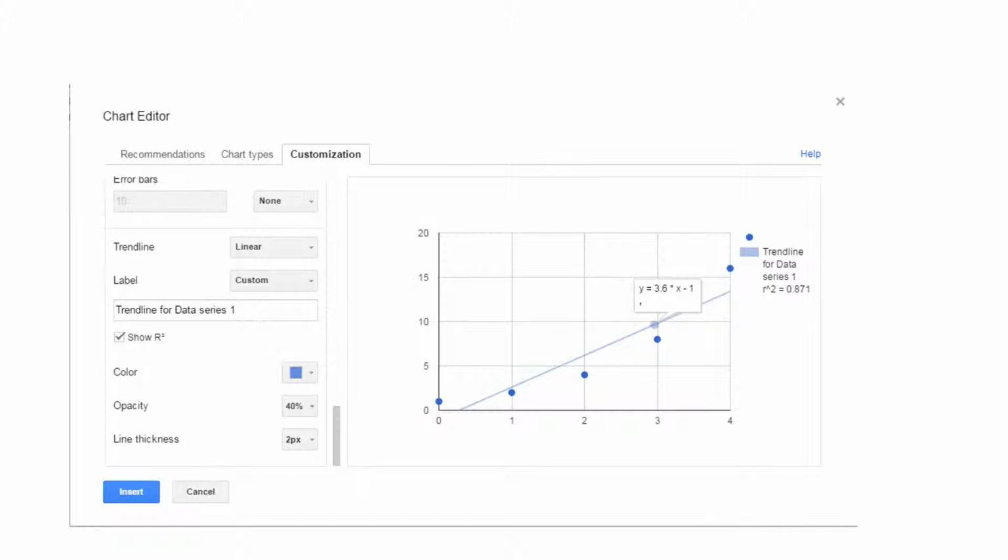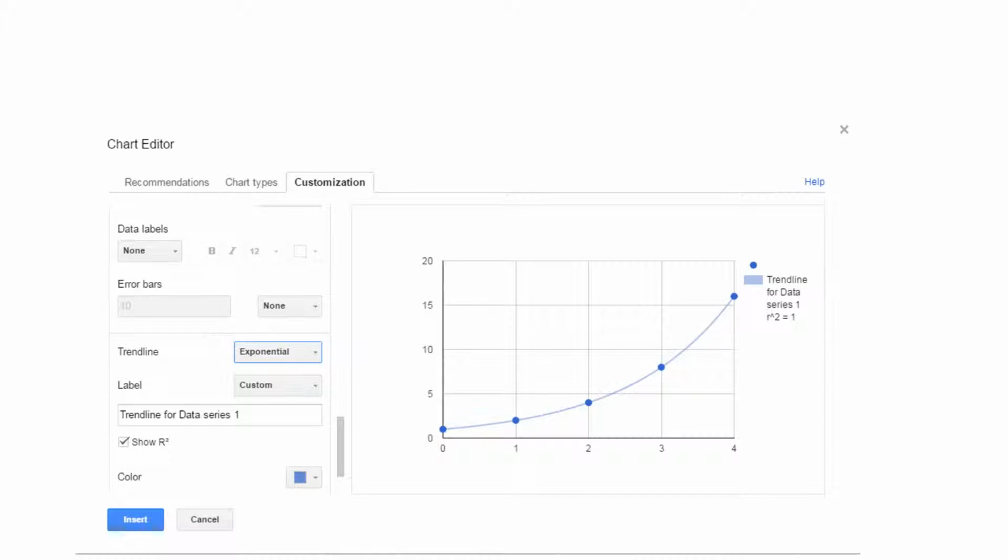If I go over here and I say exponential instead of linear, notice that my r squared value changed to 1. This is not a linear graph. This is an exponential graph. It works the same way that it did before.